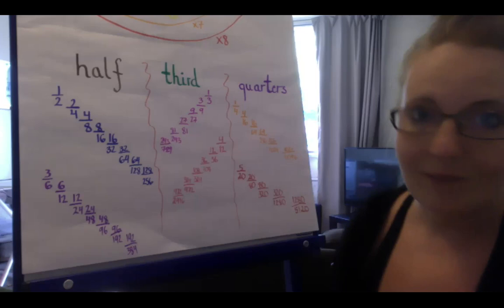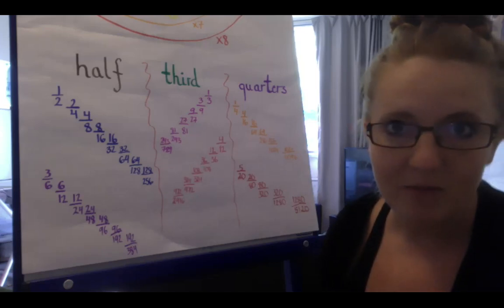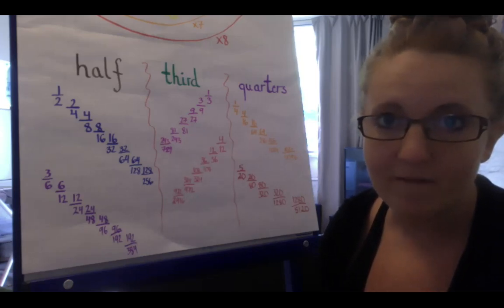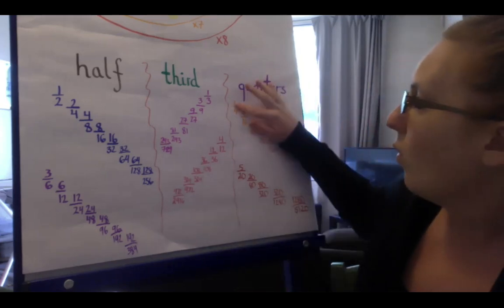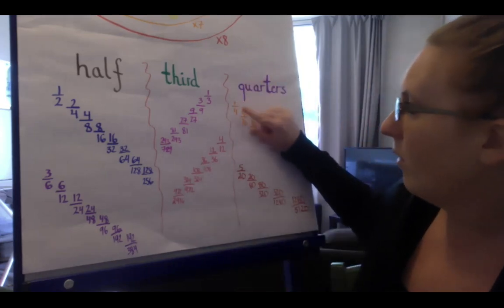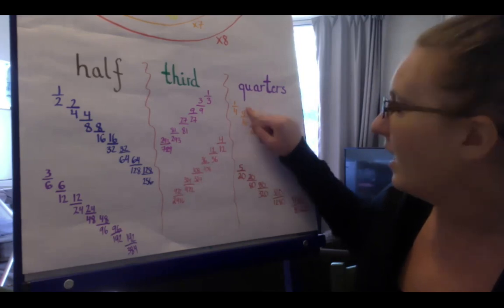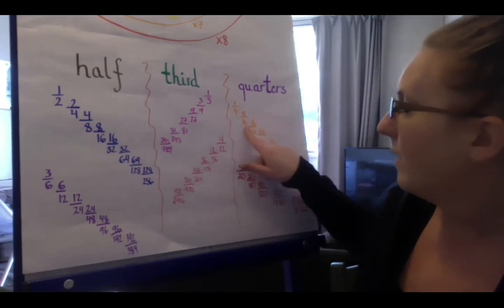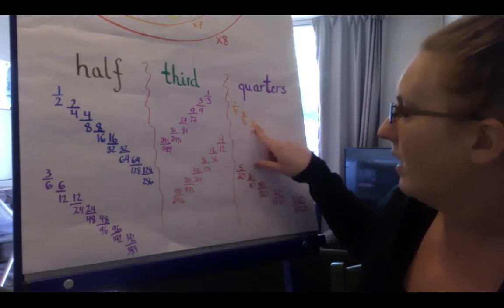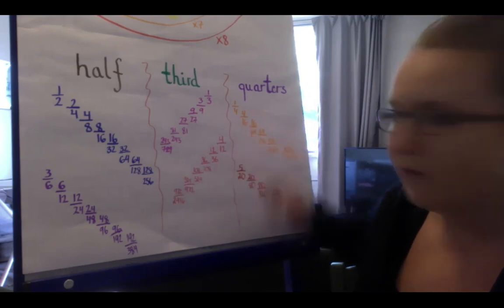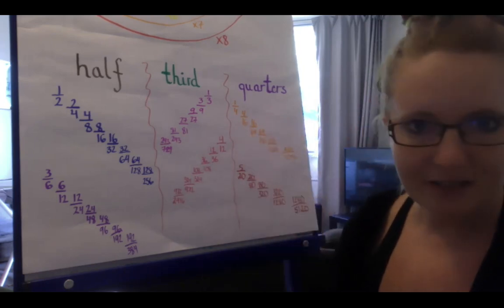I've done it again with quarters. So this time I've used my multiples of 4. Multiplied my numerator by 4 and my denominator by 4. It gives me 4/16. Multiplied those by 4. 4 times 4, 16. 16 times 4, 64. And I've kept on going.